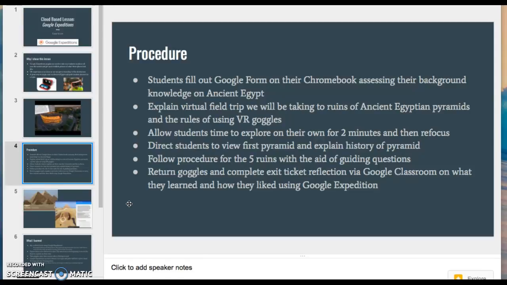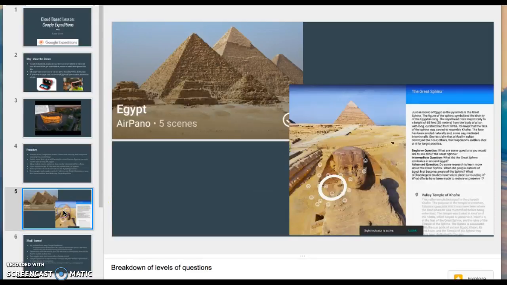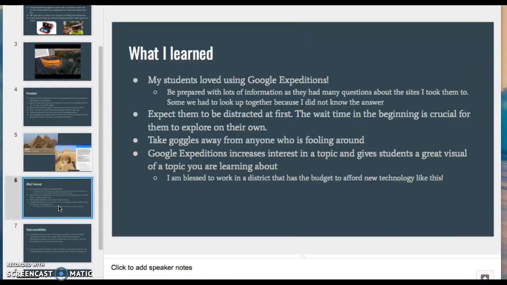And overall, when I looked at the feedback, they all loved it. They're like, please, let's do more of it. So it was definitely very good feedback. So what I learned from the process is they absolutely loved doing the Google Expedition, as I mentioned. And as I said before, you definitely have to be prepared with a lot of information and be prepared for those questions that sometimes you don't know the answer to. As I mentioned before, you definitely need that wait time in the beginning to allow them to explore on their own because they're going to be distracted and excited.